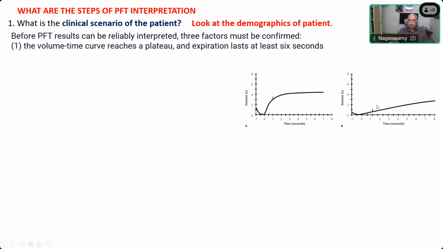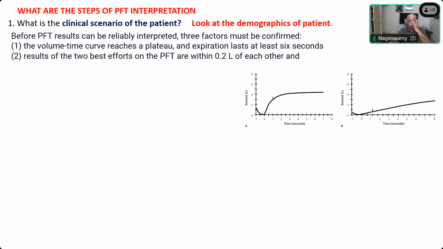So this is unreliable for a PFT interpretation. The second thing is the two best efforts. You always do 3 attempts, or give the patient 3 chances to perform the same test every time. When you want to measure the FEV1, you have to take 3 measurements and take the best out of 3. Similarly, when you do the FVC measurement, you have to give 3 chances and take the best out of 3.